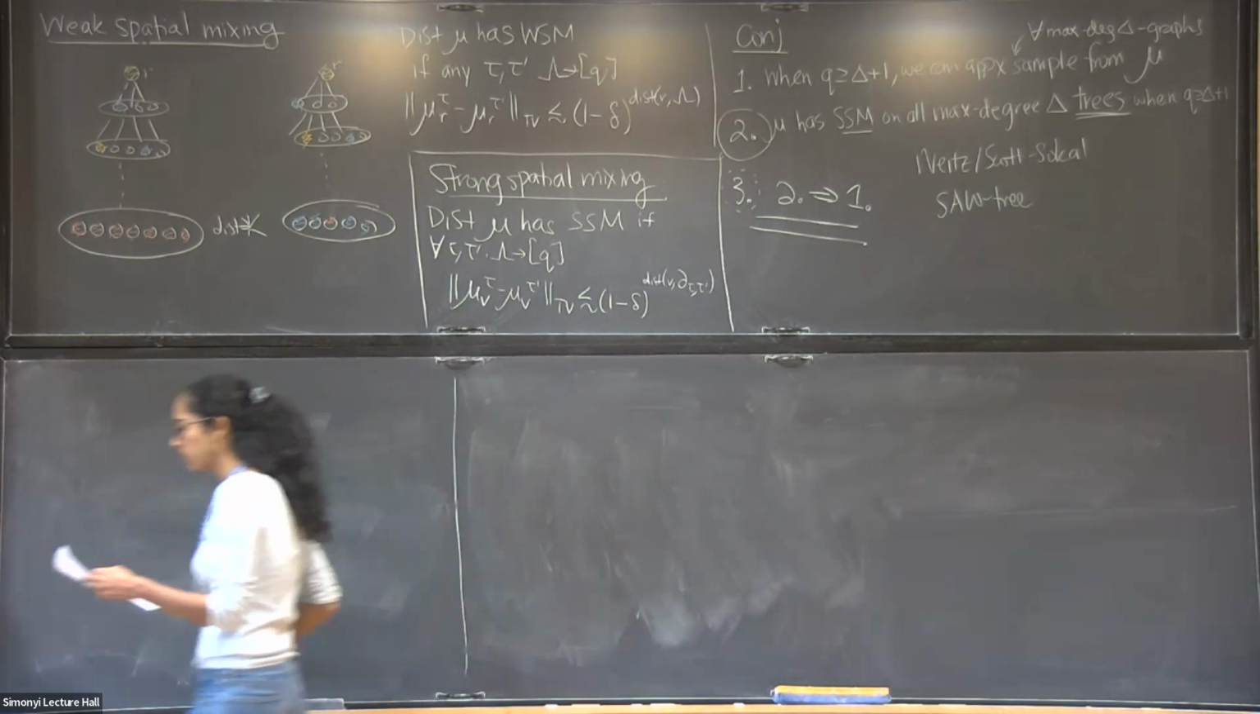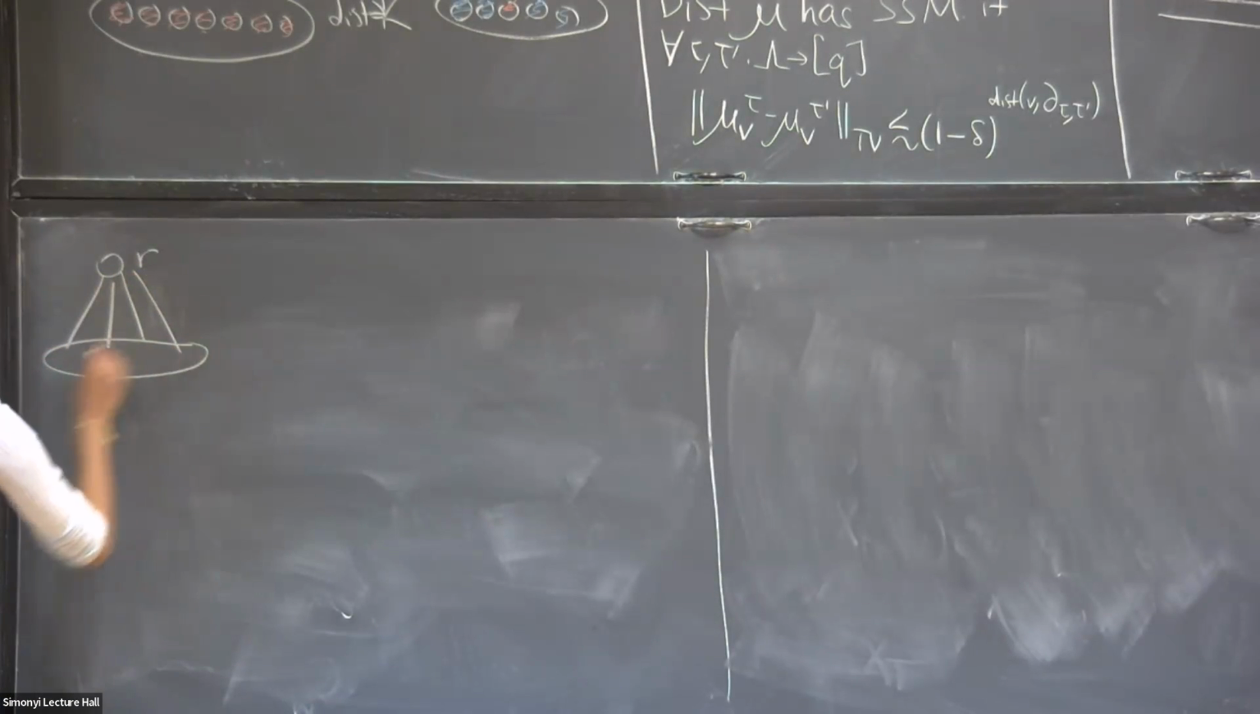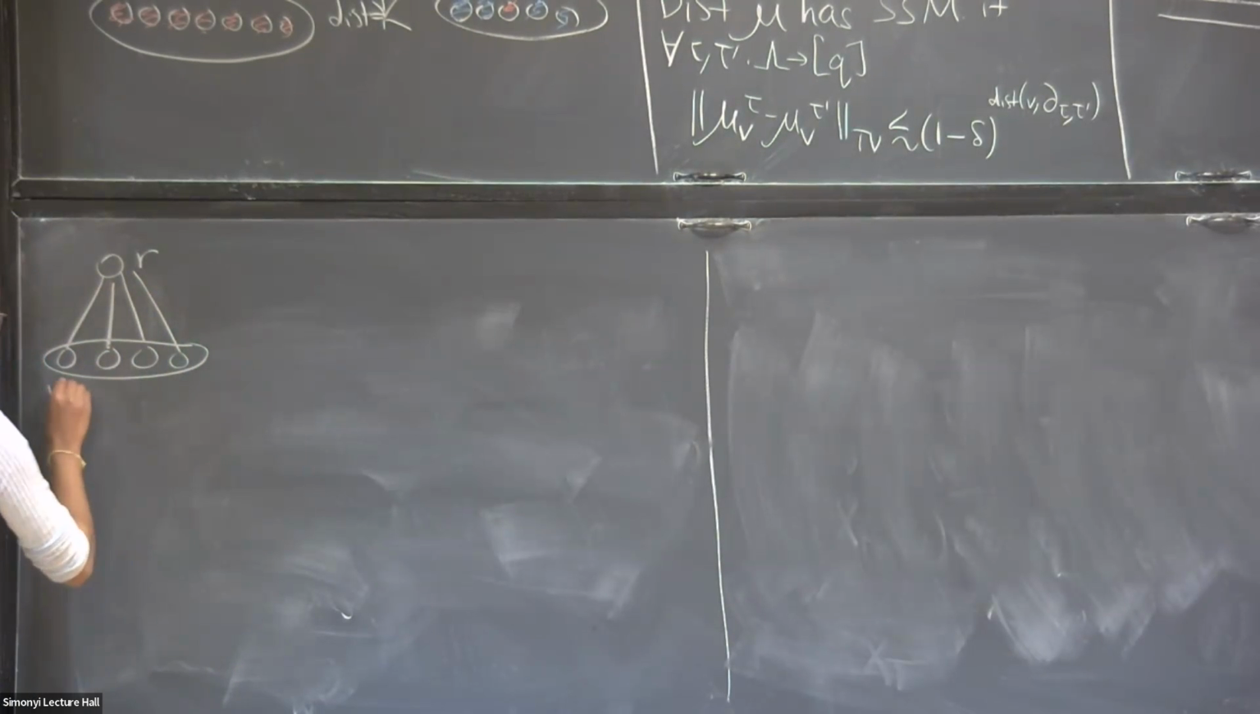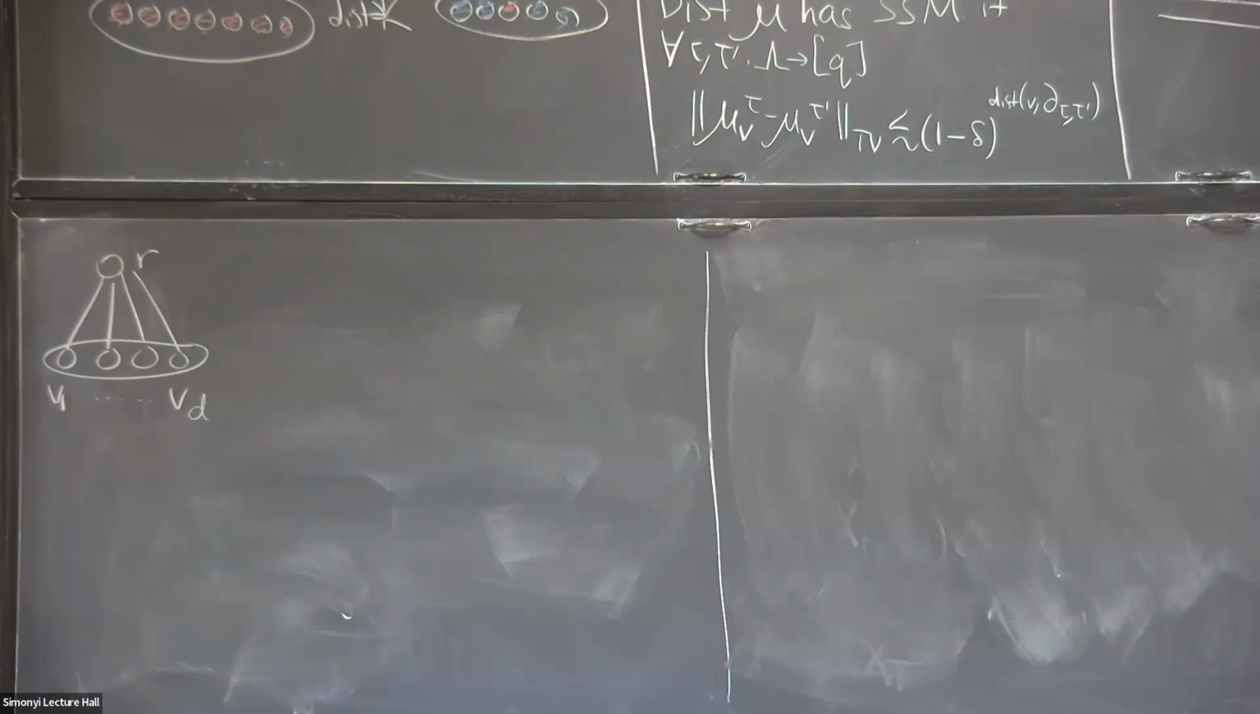And one thing that's going to help us here is the following fact. We're going to be working with trees to prove strong spatial mixing. Suppose I have some root vertex R, and I have my neighbors V1 all the way to VD. It turns out there is a recurrence I can write down: if I view my tree as rooted at R, I can compute the marginal probability that this root vertex is colored C in terms of the marginal probabilities that each of these are colored C in their subtree rooted at themselves.